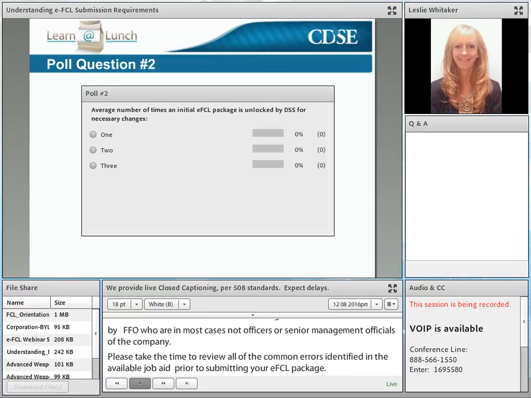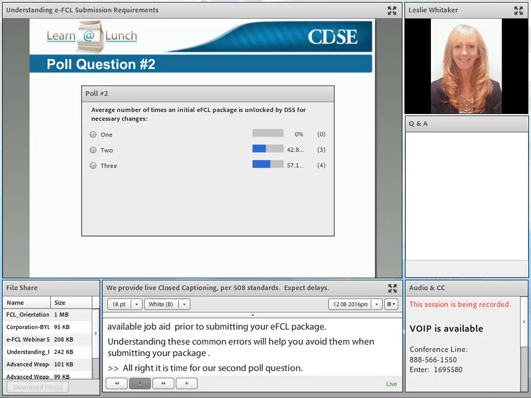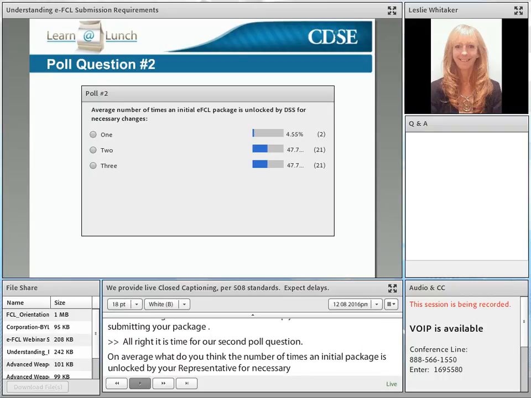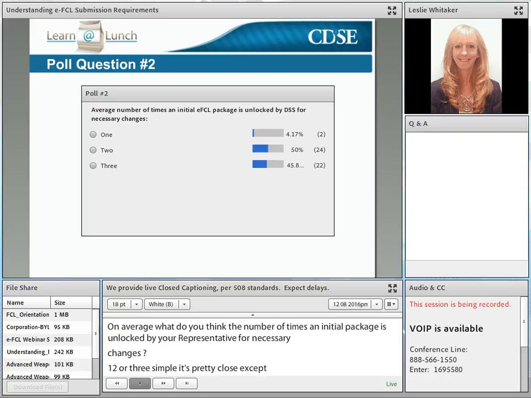All right, it's time for our second poll question. On average, what do you think the number of times an initial eFCL package is unlocked by your DSS IS rep for necessary changes? 1, 2, or 3? Pretty simple. It's pretty close except for 1. 2 and 3 are neck to neck. I can't wait to see who wins here. I'll give you one more second. Anybody else want to weigh in?